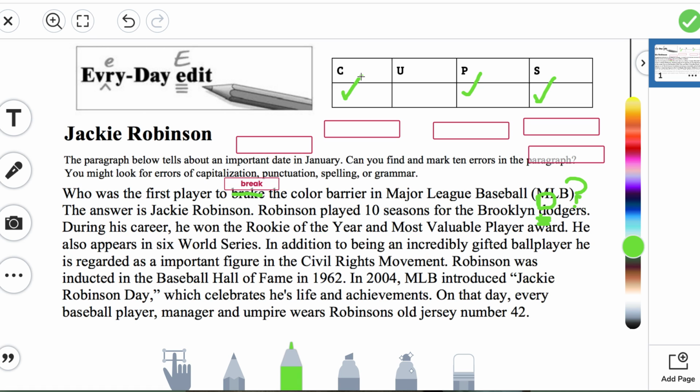Then let's look at during his career, he won the Rookie of the Year and Most Valuable Player award. Now, if he got 2 awards, it should end with an S. So add an S.